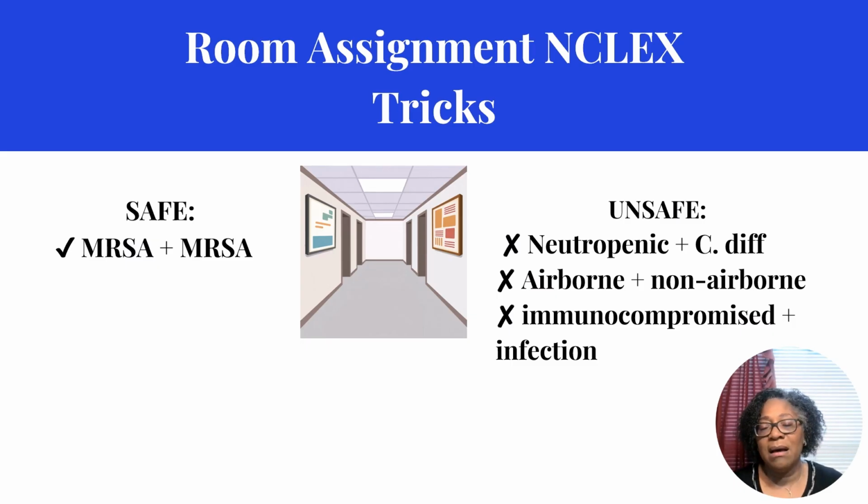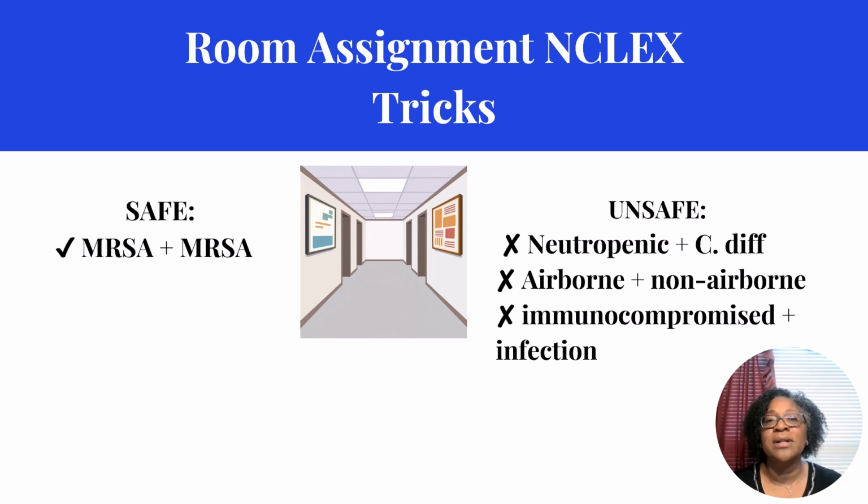Now, room assignments. The goal is you want to protect the most vulnerable patient from the most contagious patient. And that's really what that's all about. You never really want to place an immunocompromised patient near an infection. You don't want to put airborne precaution patients with non-airborne, and you don't want to put a contagious patient with C. diff with a vulnerable patient or an immunocompromised patient. And so that's basically how they determine room assignments.